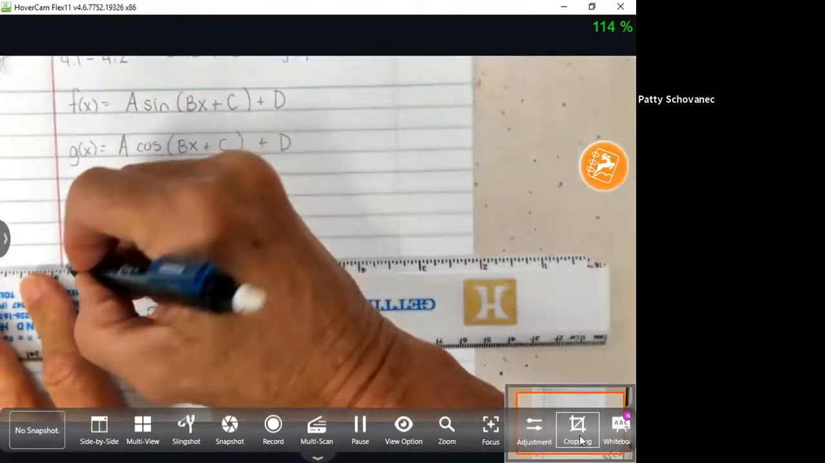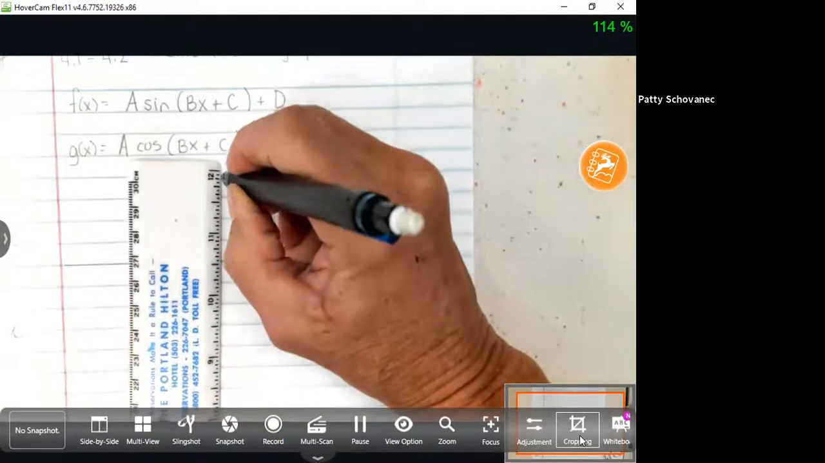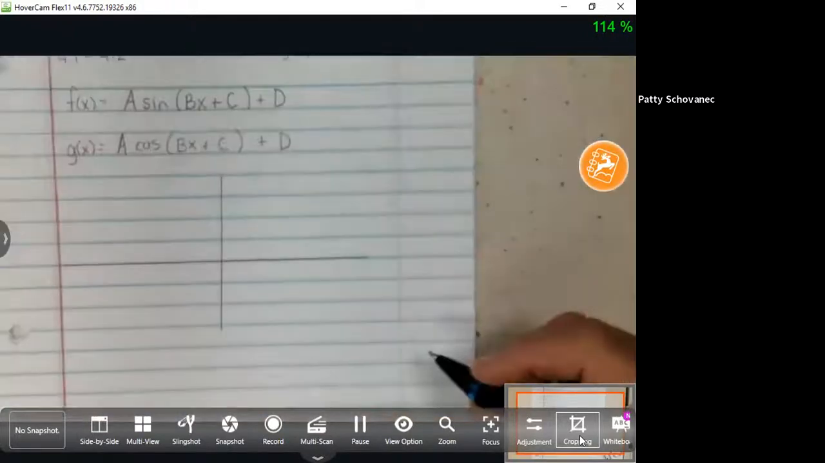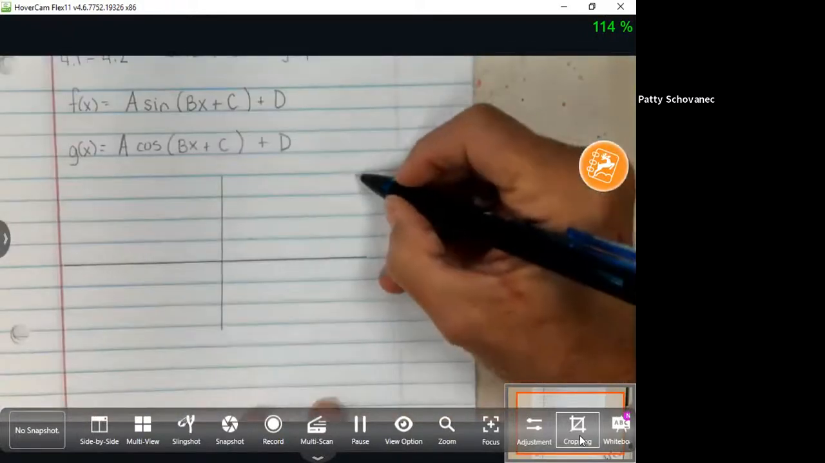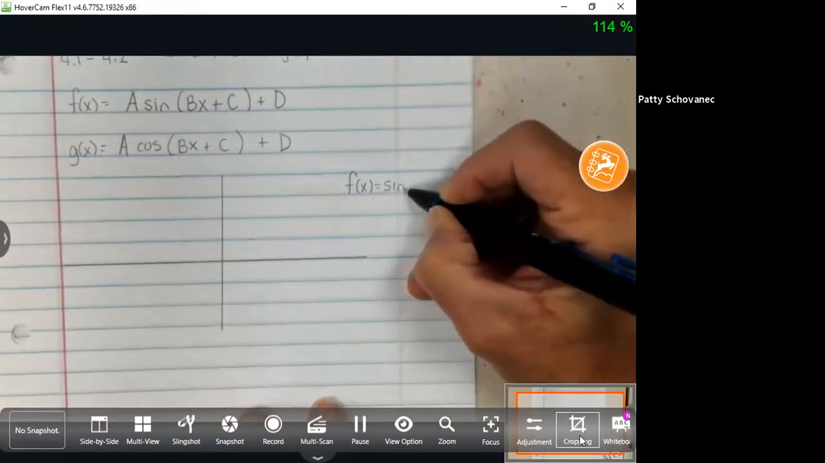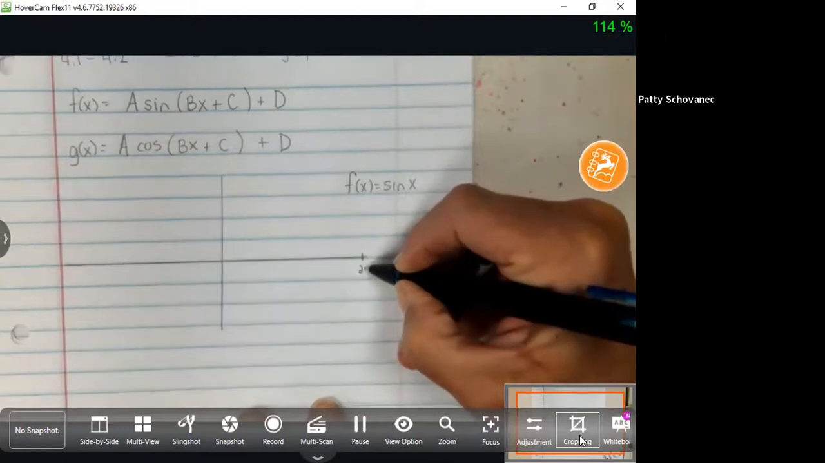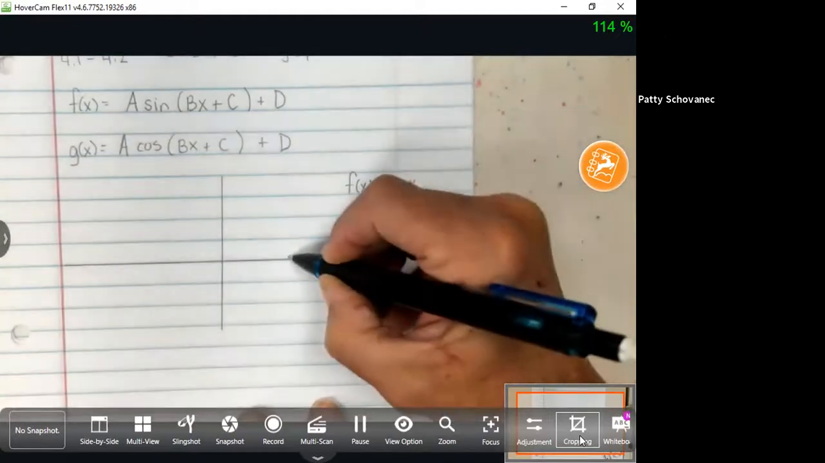I'll draw them all through one period, and I'll draw one period on each side. Okay, so first I'm going to graph f of x is equal to the sine of x. And I'm going to put 2 pi right here, and then just start cutting these intervals in half.